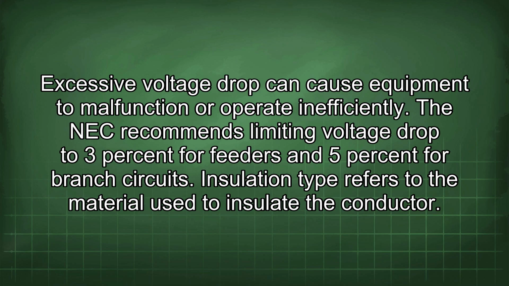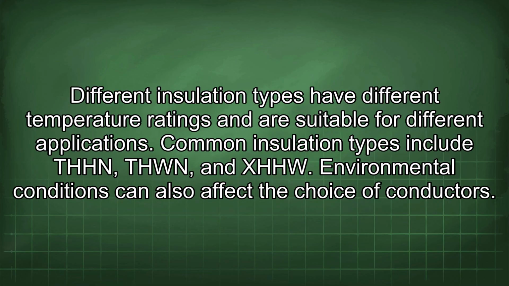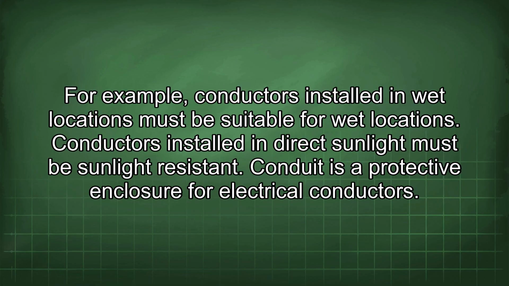Insulation type refers to the material used to insulate the conductor. Different insulation types have different temperature ratings and are suitable for different applications. Common insulation types include THHN, THWN, and XHHW. Environmental conditions can also affect the choice of conductors. For example, conductors installed in wet locations must be suitable for wet locations. Conductors installed in direct sunlight must be sunlight resistant.